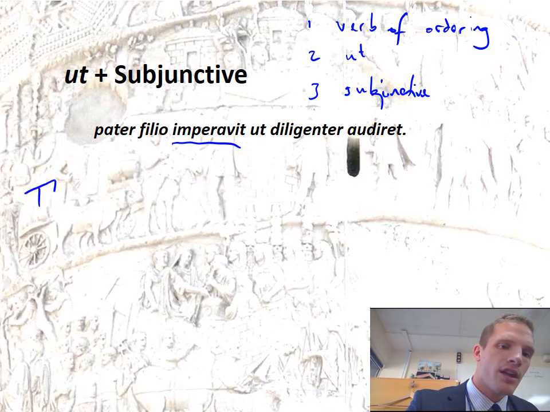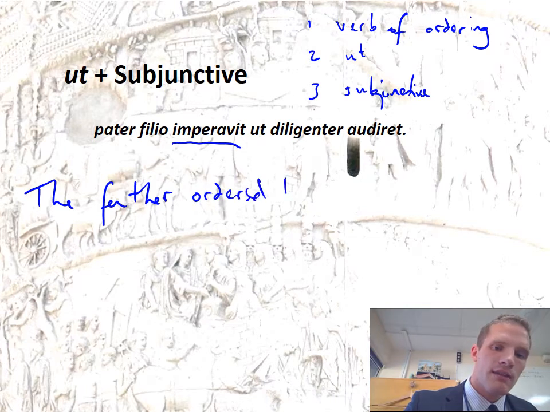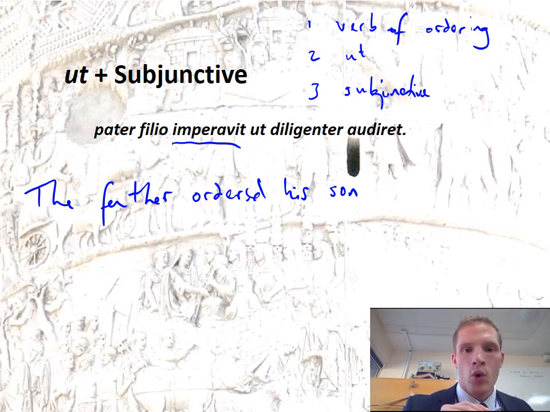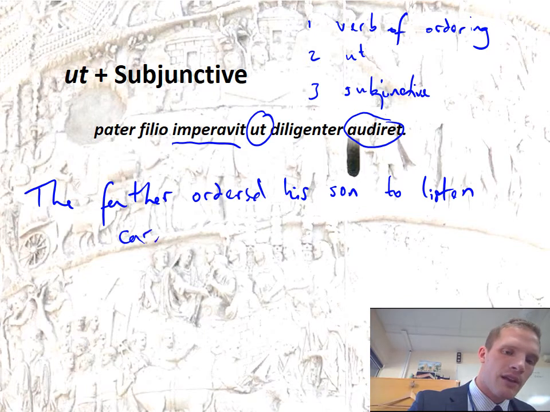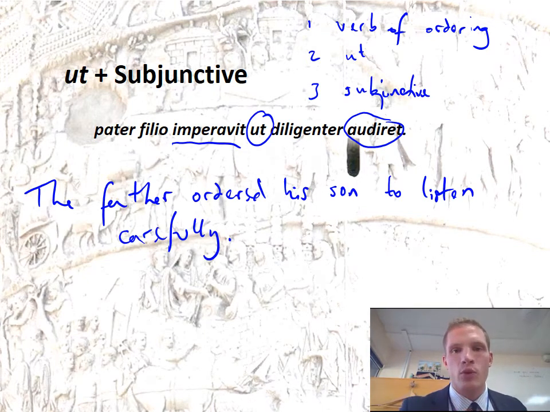So the father ordered his son. Notice that filio is in the dative because impero takes the dative. So the father ordered his son. There's our ut. There's our imperfect subjunctive. So he ordered his son to listen, and then to listen diligenter, to listen carefully. So our three things that we're looking out for: first of all is our verb of ordering, second is ut, and then the third thing is our imperfect subjunctive.